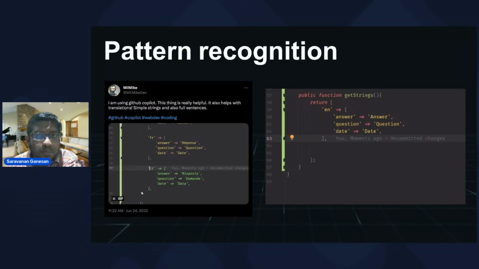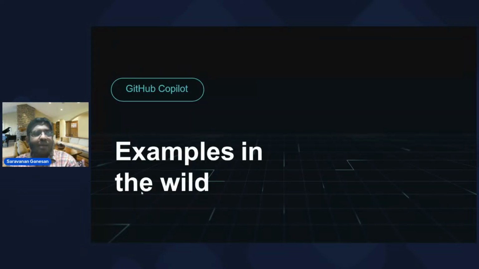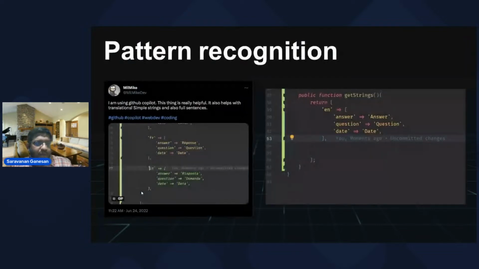And we have some real-time examples, like I am using GitHub. There is a tweet on Twitter: I am using GitHub Copilot. This thing is really helpful. It also helps with translations, simple things, and also full sentences. And this is a pattern recognition code. If you see here, it converted it into a very useful and performance-based pattern recognized code as a function.